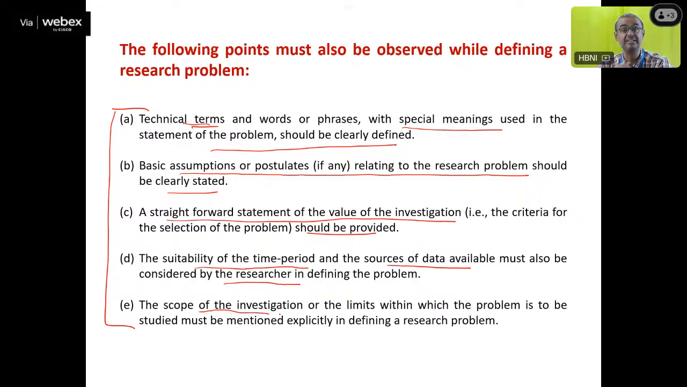The scope of the investigation: now my voice is diminishing, my voice is really cracking now. But the limits within which the problem is to be studied must be mentioned explicitly in defining the research problem. These are additional points, I just went through them, it's not so important.